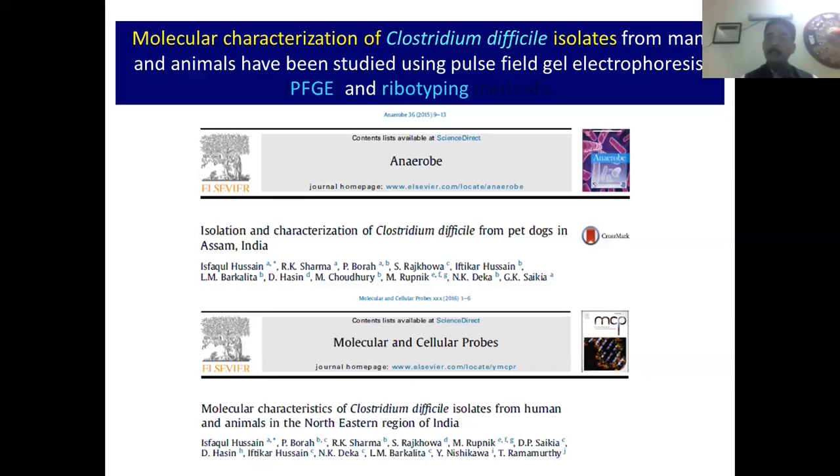And some of the ribotypes which have been detected in human beings have also been detected in pigs. So that has, for the first time, established the possibility of transmission of infection from pet animals as well as from pigs to human beings. It may not be only acquired through hospitalization. And these papers were published, one in Anaerobe, another in Molecular and Cellular Probes.